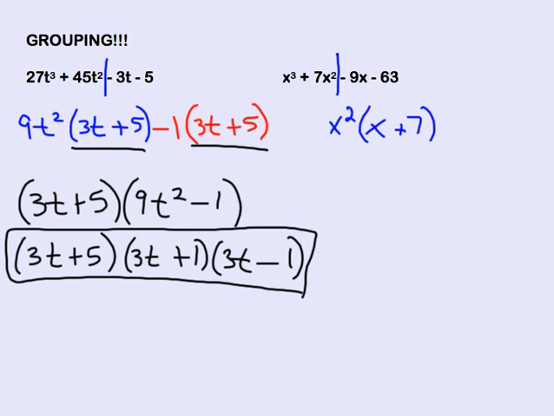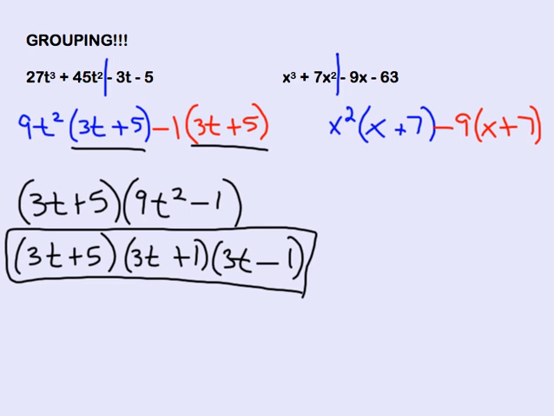Now we look at the last 2 terms, and again, I'm going to take out a negative. 9 and 63, I can take out a 9. That leaves me with x. Remember, we took out a negative, so I changed the sign to plus. 9 goes into 63 7 times.